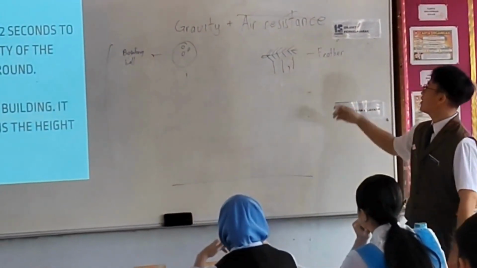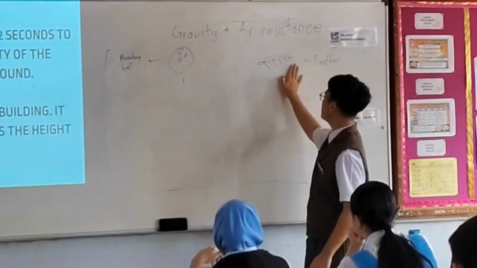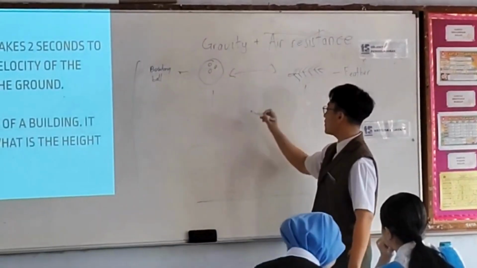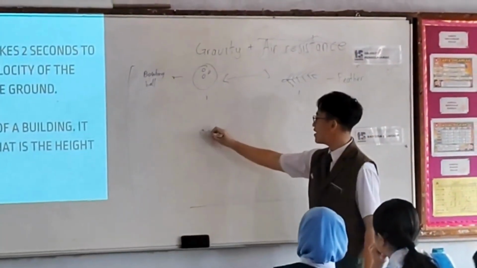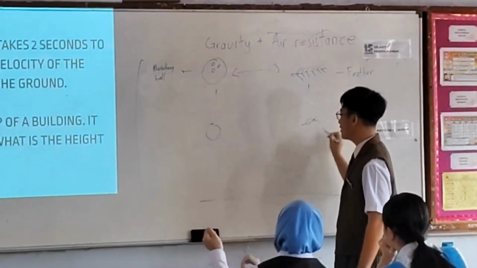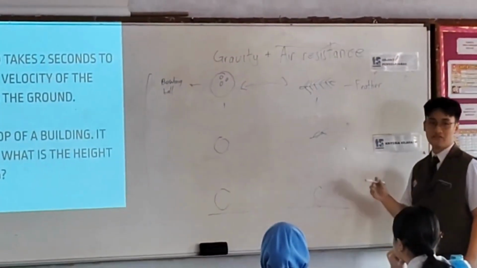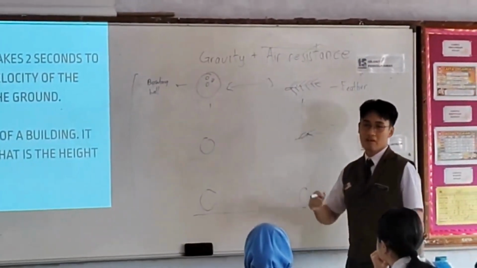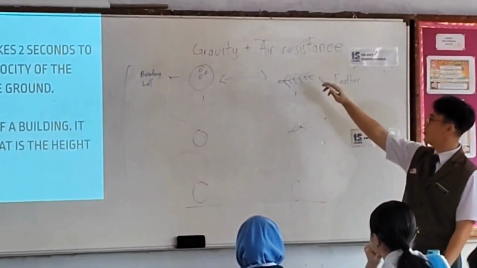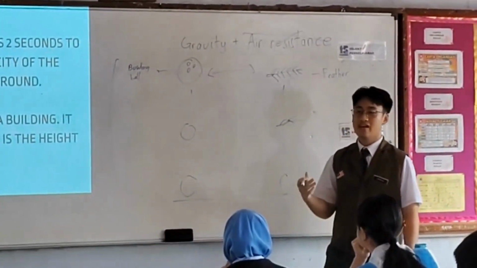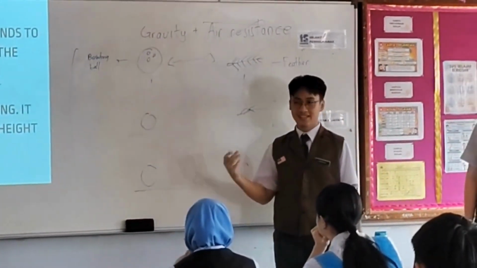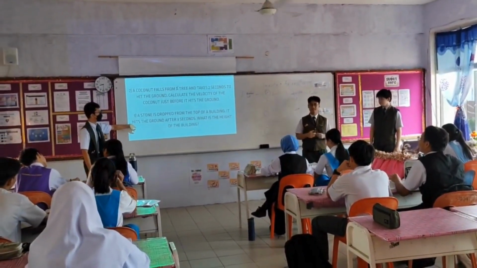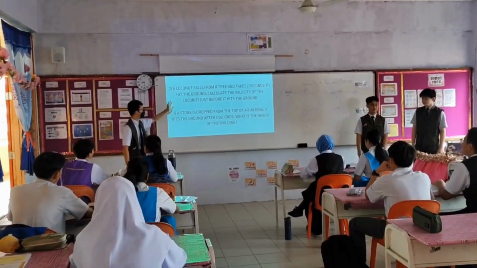Now we will remove the air resistance. If we remove the air resistance, both of these will go down at the same time. That is what we call free fall. If we have air resistance, that is not pure free fall. But if we remove air resistance, that is pure free fall. That is it. You guys can answer the question. You have 5 minutes for these two questions.